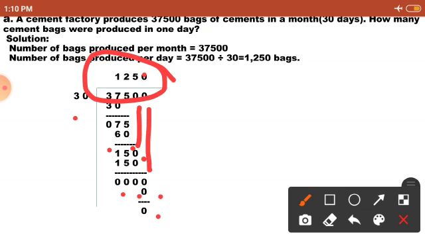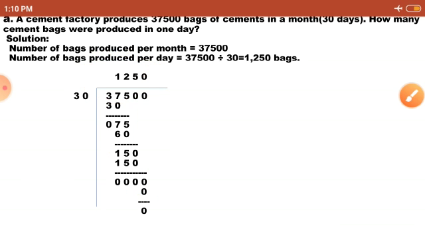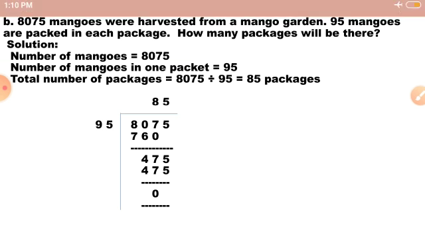So the quotient is always the result. So number of bags produced per day equal to 1250 bags. Let's see the next one.